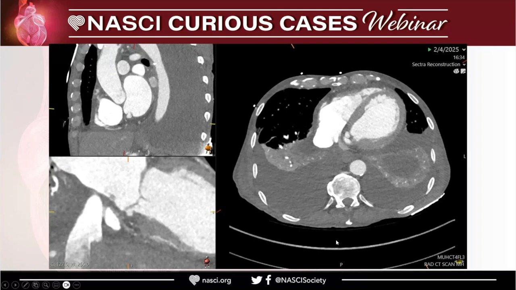Why not underlying disjunction? What is that? Sorry. A mitral annular disjunction can have this appearance. Yes, so mitral annular disjunction can have that appearance. That's a very good thought.